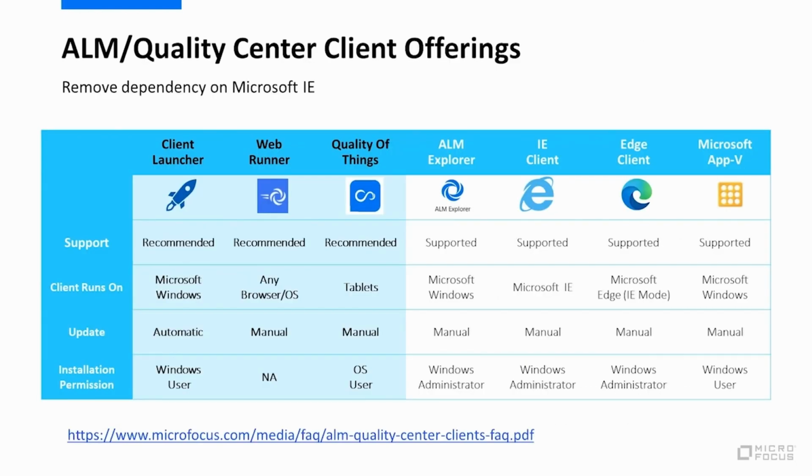In the client offering area, we remove the dependency on Microsoft Internet Explorer by providing 3 recommended options. The Client Launcher is a simple Windows desktop application that supports the entire functionality of ALM. The web runner is a lightweight web interface that supports most of the common functionality and can be run from any browser and any operating system, and the Quality Center app that can run on tablets for offline testing.